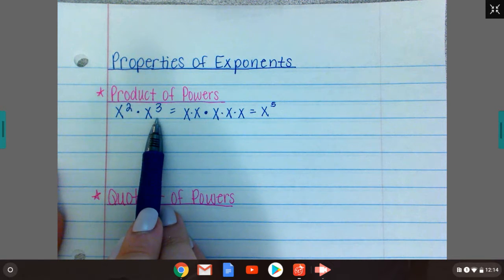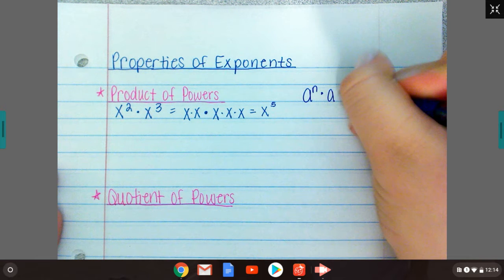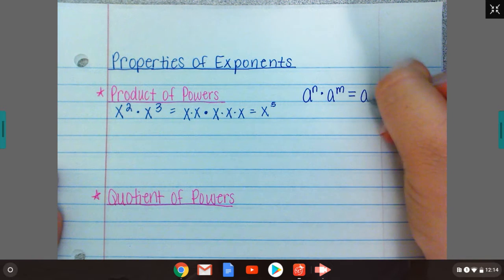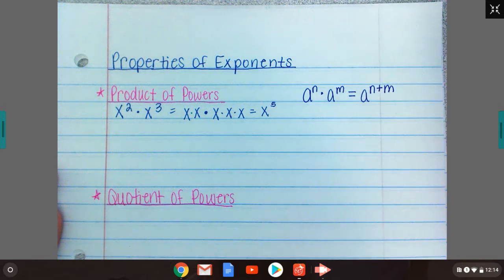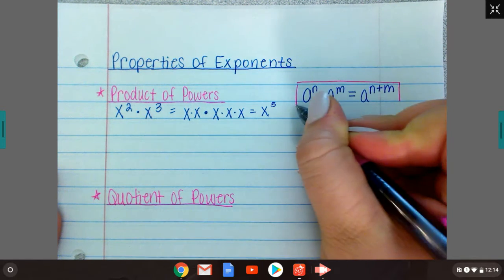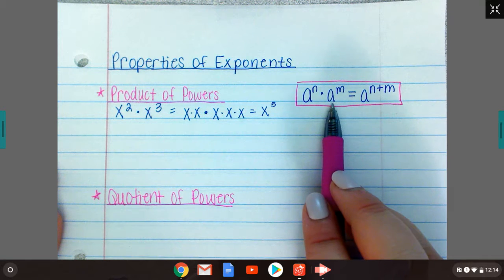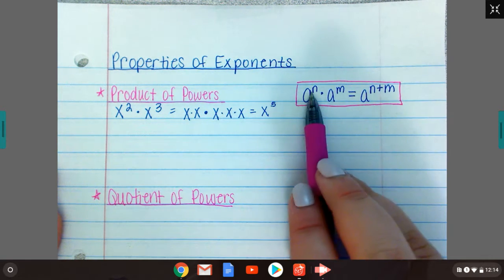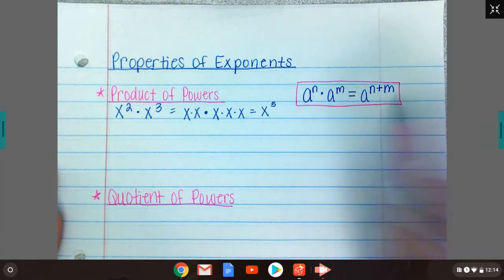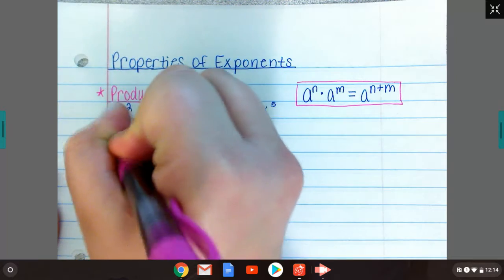So here's our actual property. We have a to the n times a to the m equals a to the n plus m. Now it sounds like a different language here, but notice that the big point to make is that our bases are the same. Those are both a, and they stay a. And then if the exponents are different, you can add them, or if they're the same, you can add them, I should say.